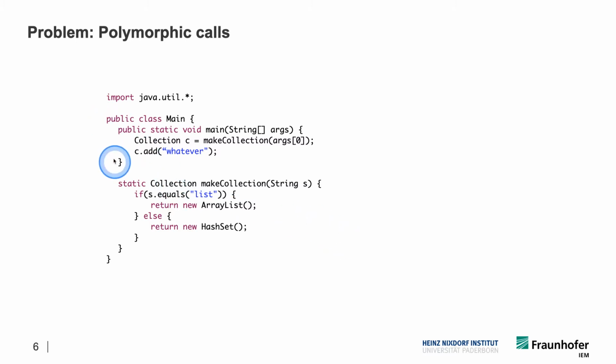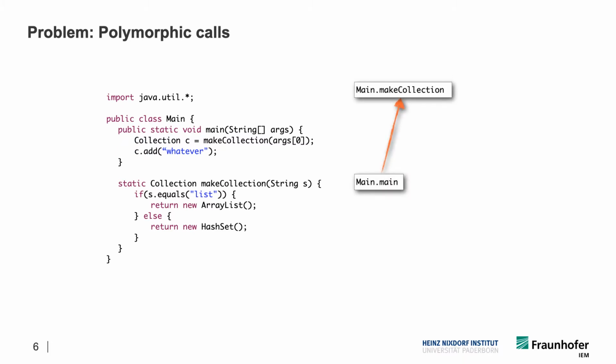So let's take a look at this example program here. So we are instantiating a collection using this make collection helper method here. And depending on the runtime argument here, depending on whether that is a list or not, we will instantiate a list or a hash set. And if you look at this program statically, you have no way of knowing what this argument may be, right? So we cannot possibly determine whether the returned object will be a list or a set. But then nonetheless, we are calling this add method on that object that is returned there.